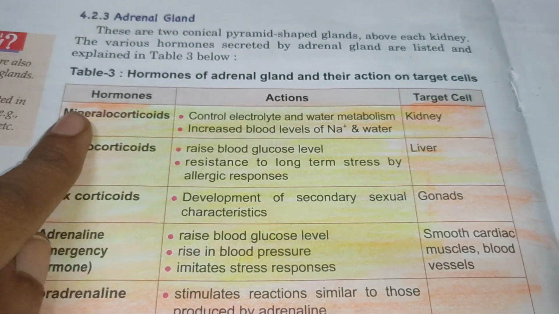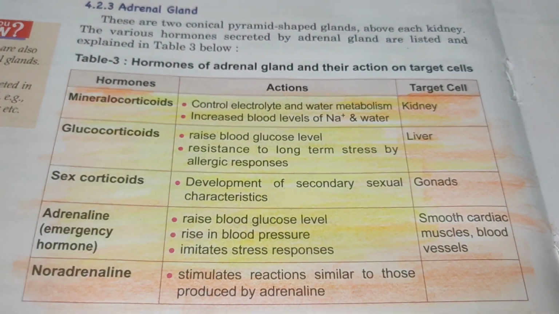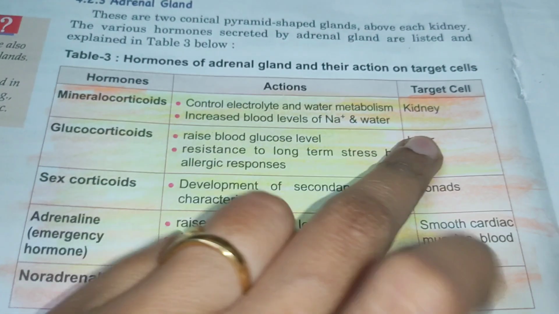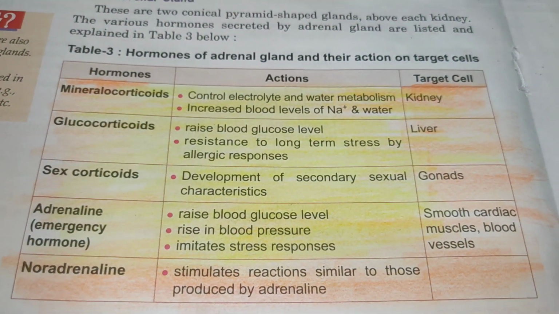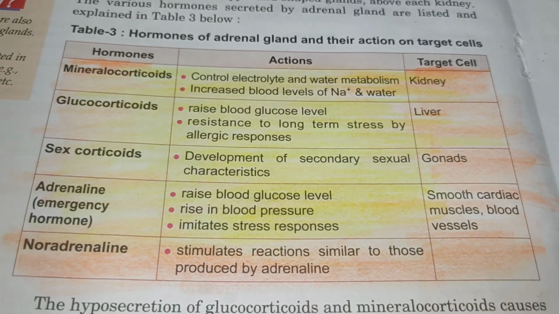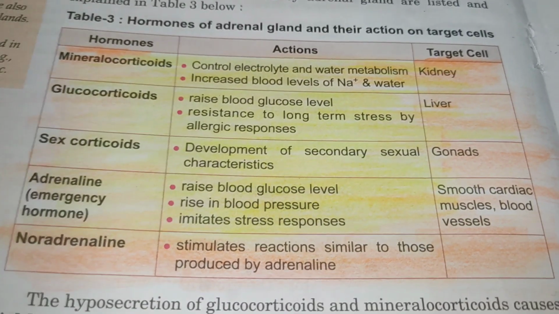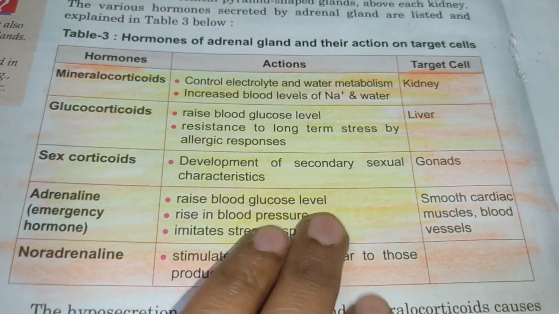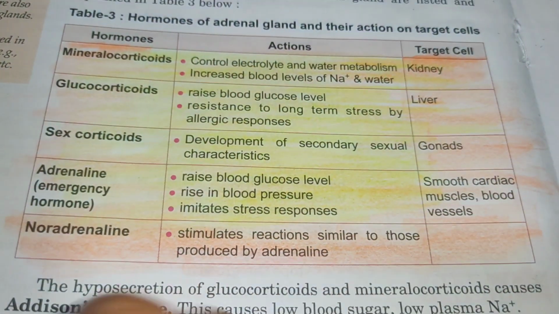Mineralocorticoids. So minerals it will produce. It will control electrolyte and water metabolism in our body. It increases the blood levels of Na plus and water. The target cell is the kidneys. Glucocorticoids will raise the blood glucose level and give resistance to long-term stress by allergic response. So because of allergy, it will resist long-term stress. Then sex corticoids: development of secondary sexual characters. The target organs are gonads.